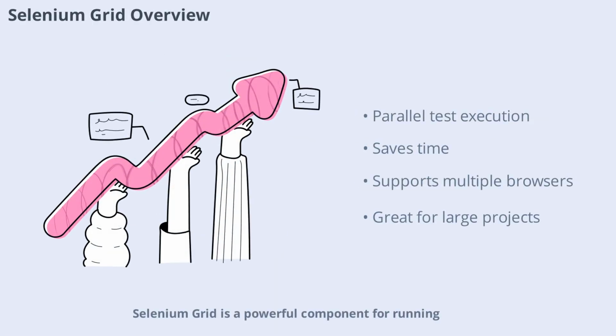Selenium Grid is a powerful component for running tests in parallel across different machines and browsers. This means you can execute multiple tests at the same time, saving valuable time and increasing efficiency. Selenium Grid is especially useful for large projects where tests need to run on various environments. It's often used alongside Selenium RC or WebDriver to maximize test coverage and speed.